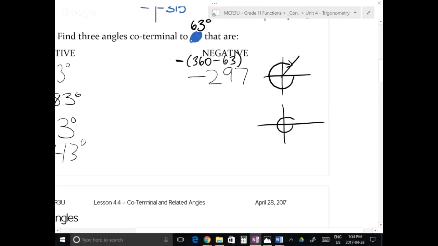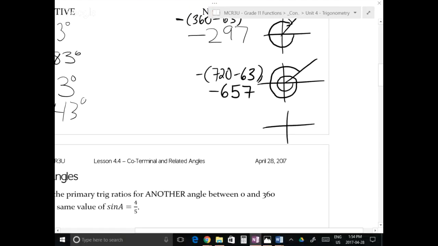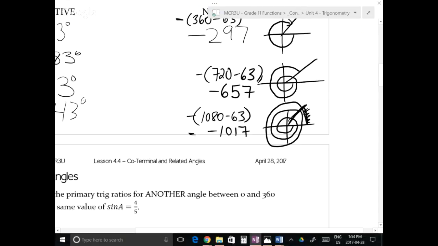So I could have done all the way around once, almost all the way around twice, and then went. And that would have been what? 720 minus 63? What's that give me? Negative 657? Great. And then I could have gone 360 negative, 720 negative, 1080, but then backtrack. And that would be 1080 minus 63, and that gives me what? Very good. Does that make sense to everyone?